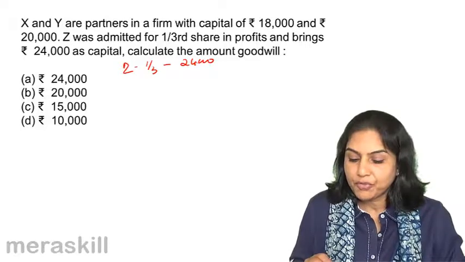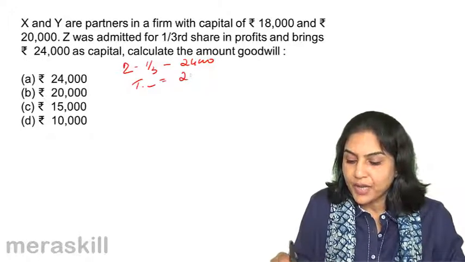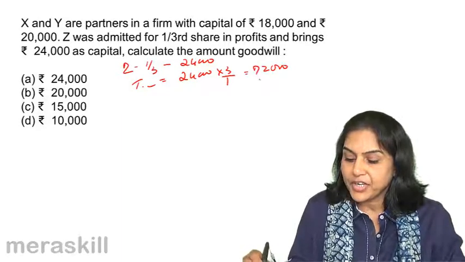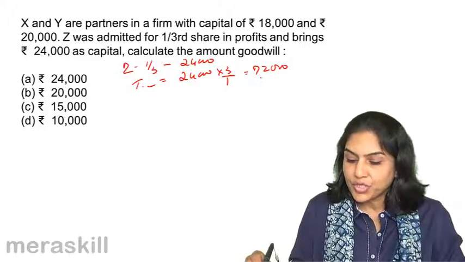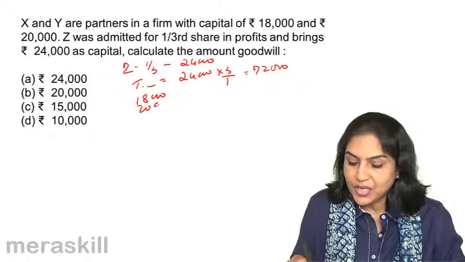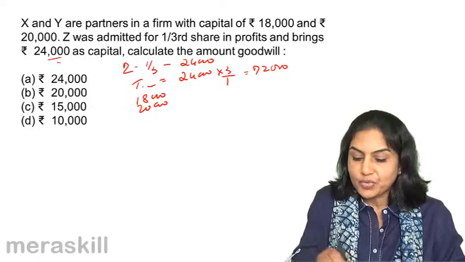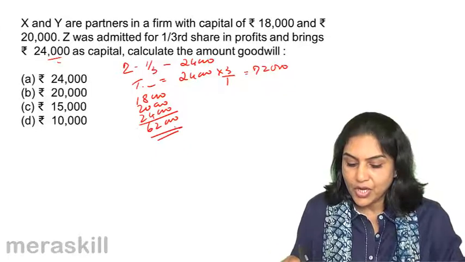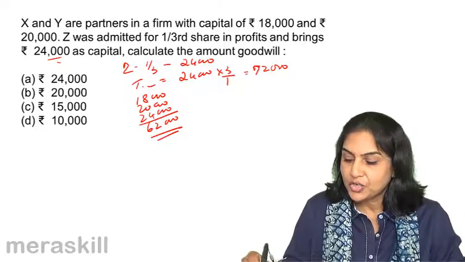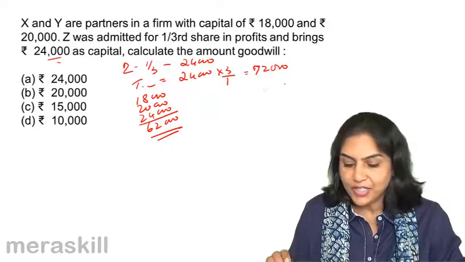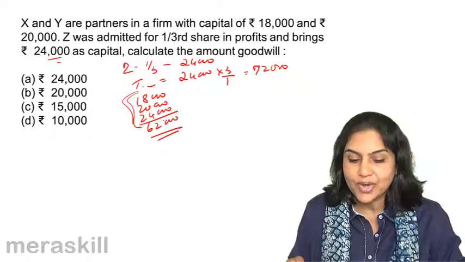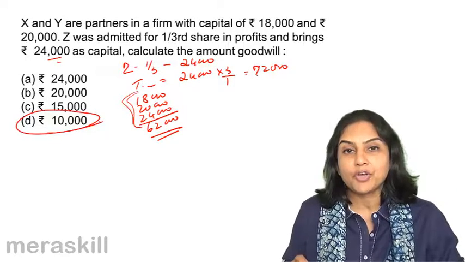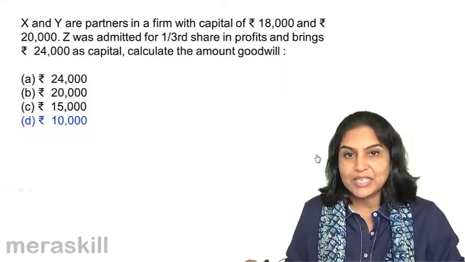So one third share, 24,000. Therefore, total capital should be 24,000 into 3 by 1, equal to 72,000. But what is the amount of capital which exists? It is 18,000, 20,000 and Z is bringing in 24,000. Therefore, 72,000 is the amount of capital on the basis of Z's share, but the actual capital credited to X's account, Y's account and Z's account is 62,000. Therefore, the difference of 10,000 is the amount of hidden goodwill. Correct answer should be D, 10,000.